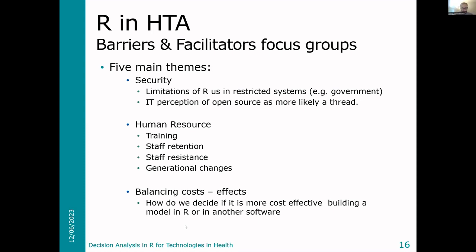And I think the last bit, about balancing cost and effects, is this argument about open source being free, but at the same time it takes time to build a model and the investment can be expensive. So how do we decide if it is more cost effective to build a model in R or in a different software?